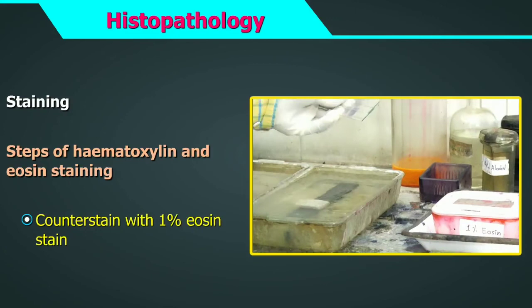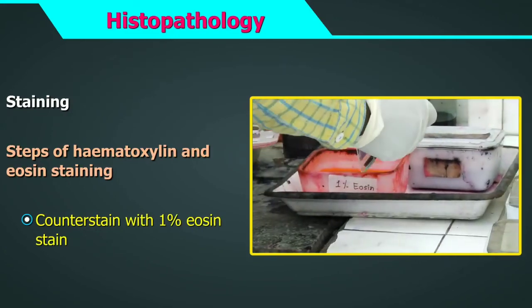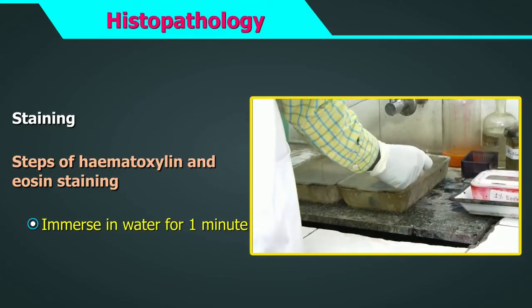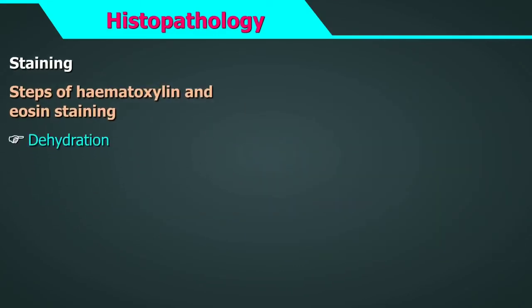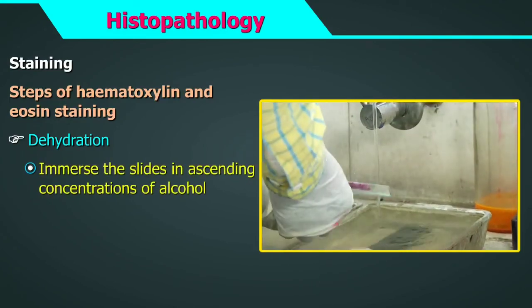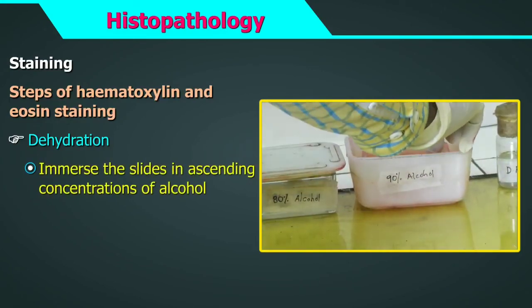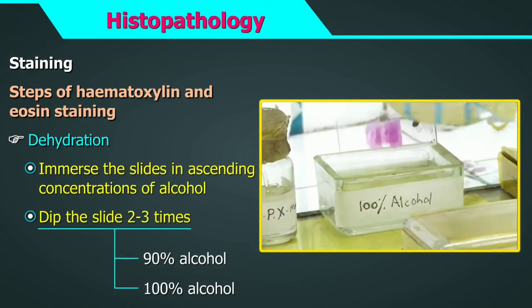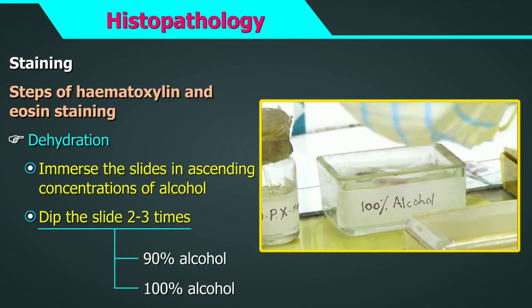Counterstain the slide with 1% eosin stain. Again, immerse in water for 1 minute. The next step is dehydration, which is done by immersing the slides in ascending concentrations of alcohol. Dip the slide 2 to 3 times, first in 90% and then in 100% alcohol.